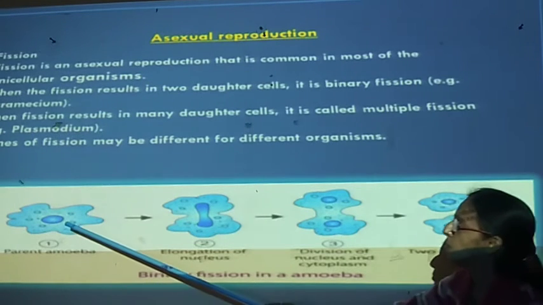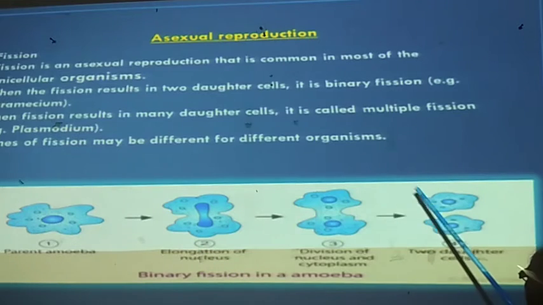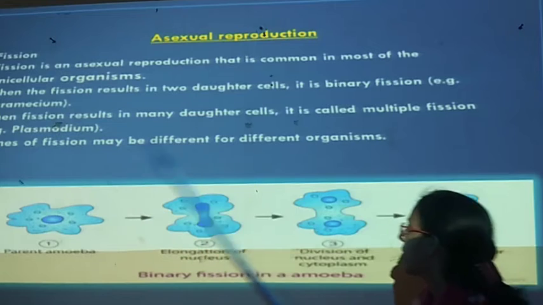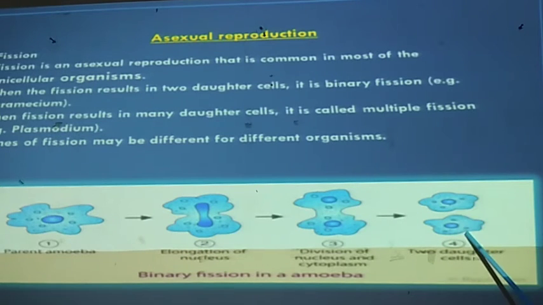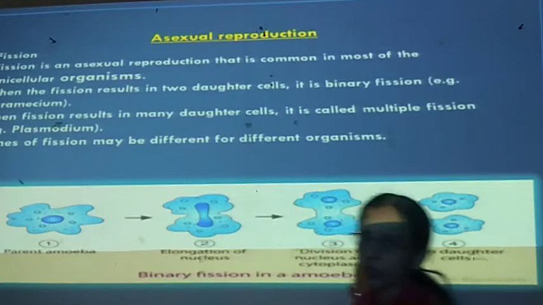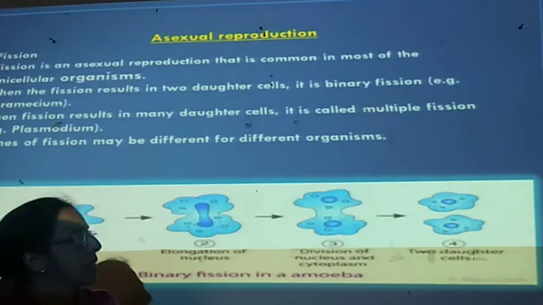And thus two individual organisms are formed. That is, from a single cell, two cells or two amoeba are produced. From the parent amoeba, two offspring or daughter amoeba are formed. Therefore, this process is called binary fission.